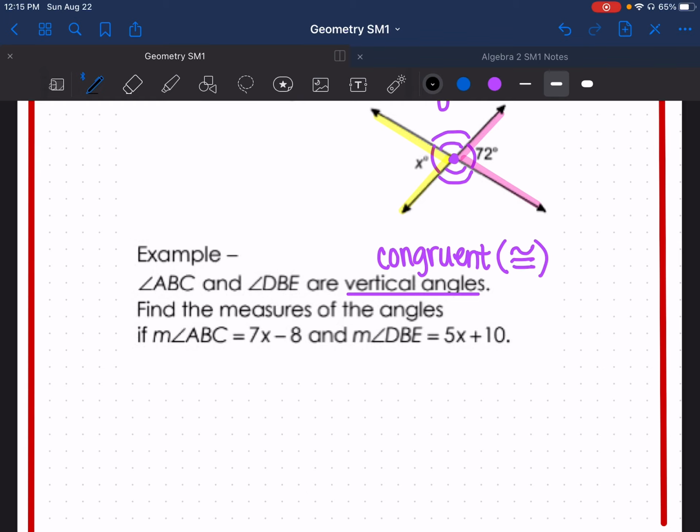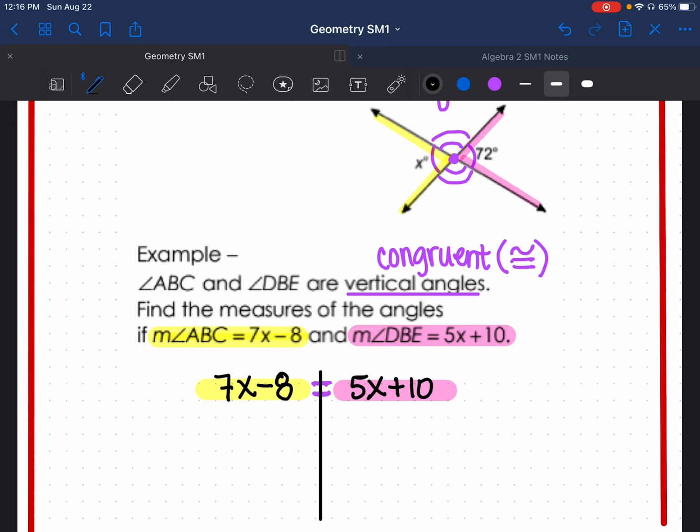Okay. Find the measures of the angles if the measure of angle DBC is 7x minus 8, and the measure of angle DBE is 5x plus 10. Remember, vertical means that this yellow angle and this pink angle are equal. We're equal. So let's just go ahead and plug in the yellow piece, and plug in the pink piece. Let's go ahead and solve.